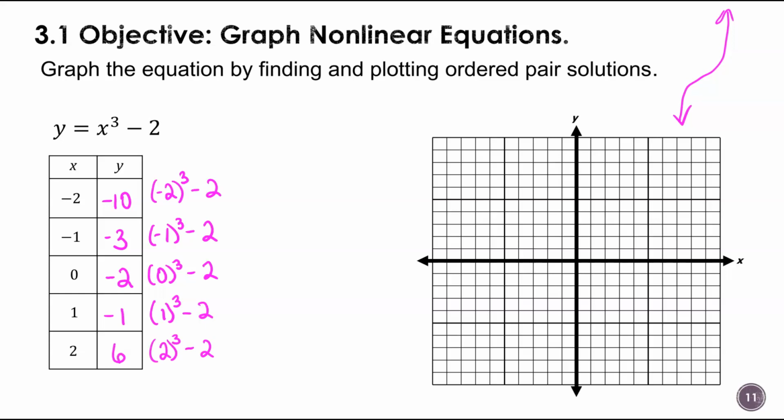Now, on this, if you don't do enough points, you may end up thinking it looks one way when it didn't really look that way, so you want to be careful on that depending on the equation. And I'm going to graph these. So -2 all the way down to -10, -1, -3, 0, -2, 1, -1. Notice just those 3 points look like they're in a line, but that's where it makes the curve, right? And then goes up fairly steeply to 6, right?